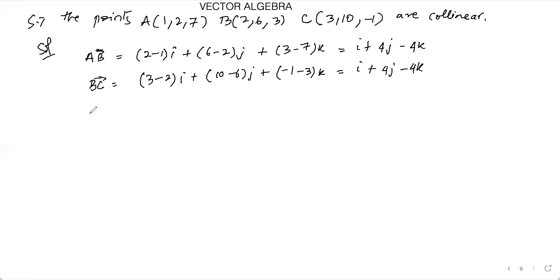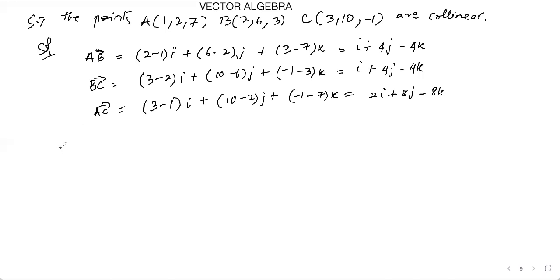So the last one would be AC, that is OC minus OA. So that would be 3 minus 1 into i plus 10 minus 2 into j, and minus 1 minus 7 into k. So this would be 2i plus 8j minus 8k.